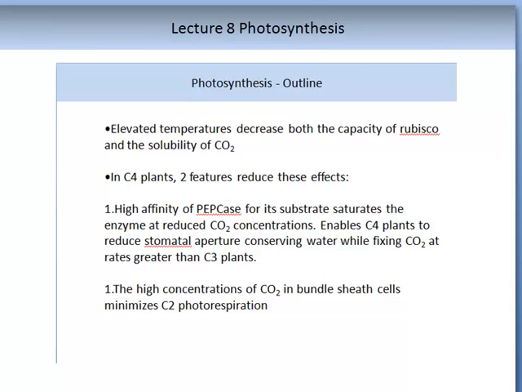So to bring everything together on C4 carbon metabolism, elevated temperature decreases both the capacity of rubisco and the solubility of carbon dioxide. C4 plants have adapted two features to reduce these effects. One is a high affinity of PEPcase for its substrate, which saturates the enzyme at reduced CO2 concentrations. This enables the C4 plants to reduce the stomatal aperture and conserve water, while still being able to fix CO2 at rates that are far greater than C3 plants in these situations. The higher concentrations of carbon dioxide in the bundle sheath cells minimize photorespiration.